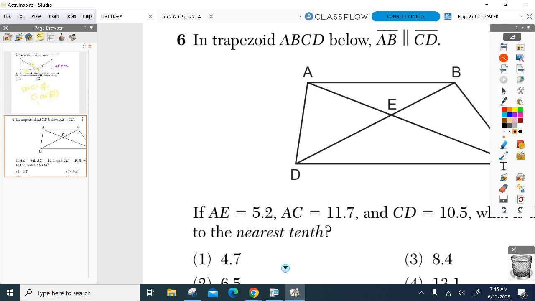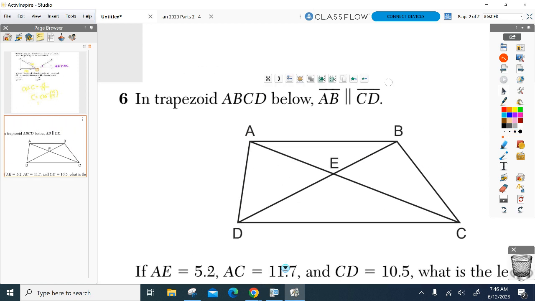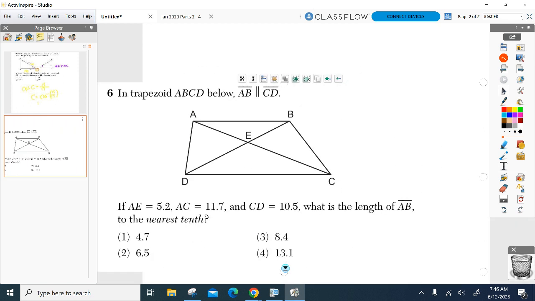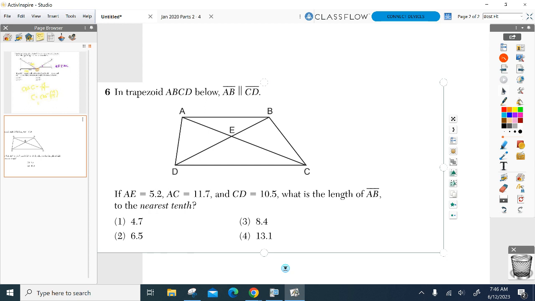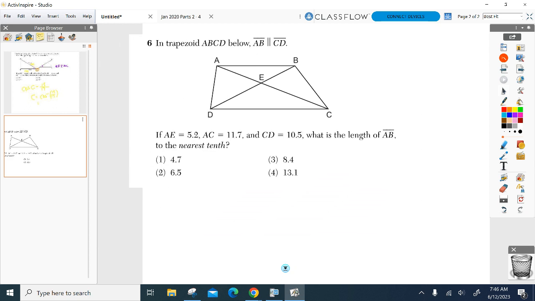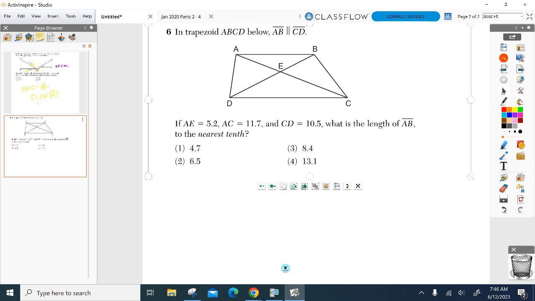The toughest part about this question is understanding what topic it is. What topic would this fall under? Because everyone sees, at first, it's a trapezoid, so everyone thinks this is a quadrilateral problem, but it's not. It has nothing to do with the trapezoid. The only thing the trapezoid gives us is AB is parallel to CD, and they gave us that for a reason.